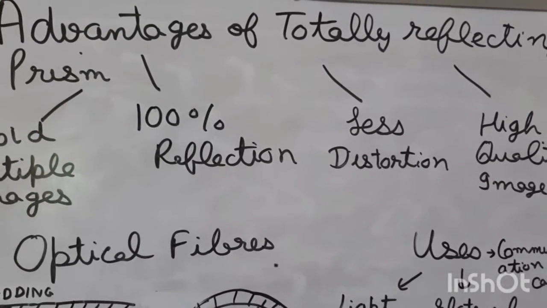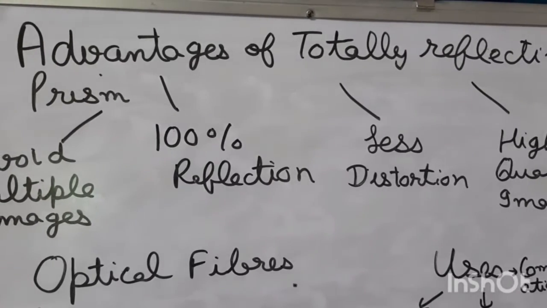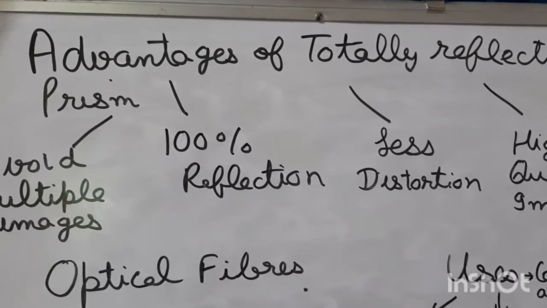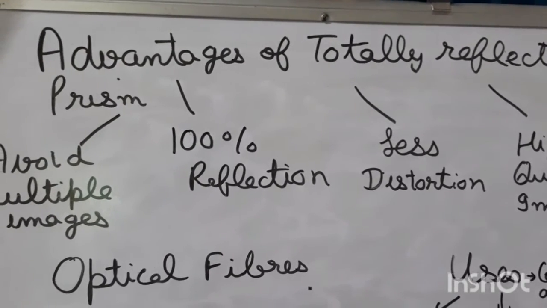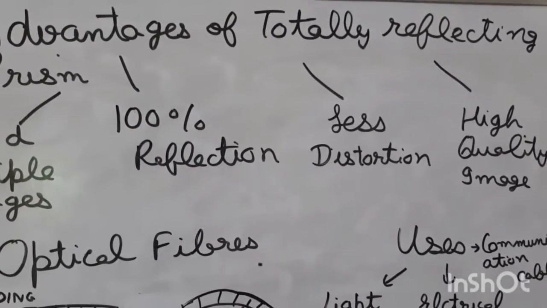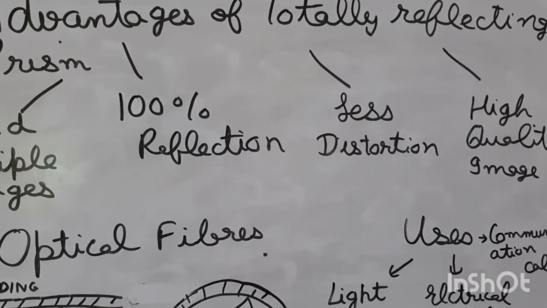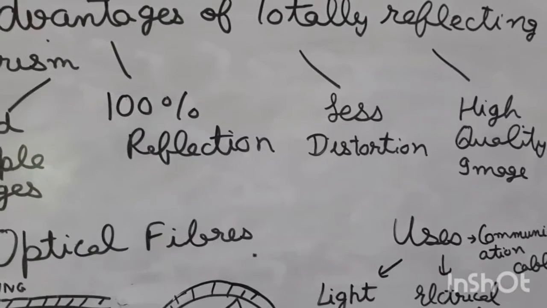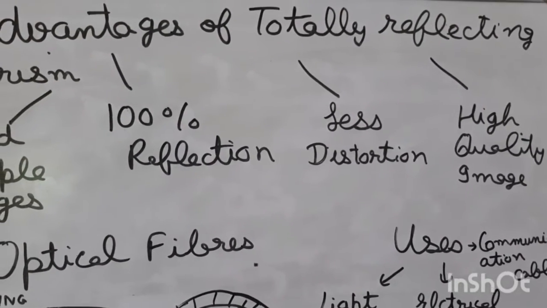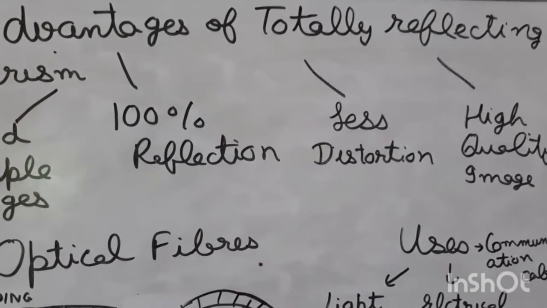Second, the reflection rate is 100%, meaning the total light that enters is reflected, while in the case of a plane mirror the reflection is only 80%. Next, there is less distortion in the totally reflecting prism as compared to the plane mirror. And the last advantage is that we have a very high quality image in the case of a totally reflecting prism as compared to plane mirrors.